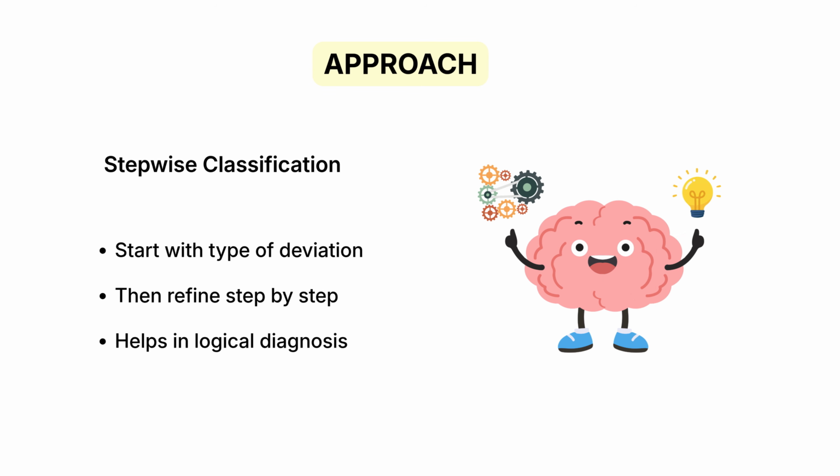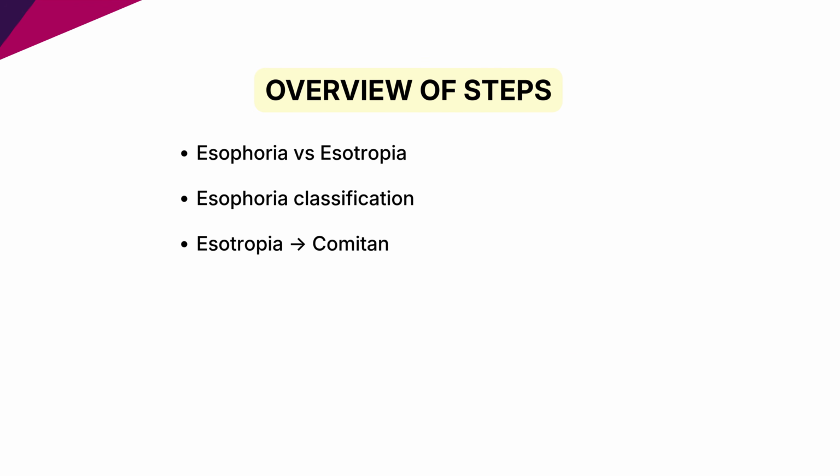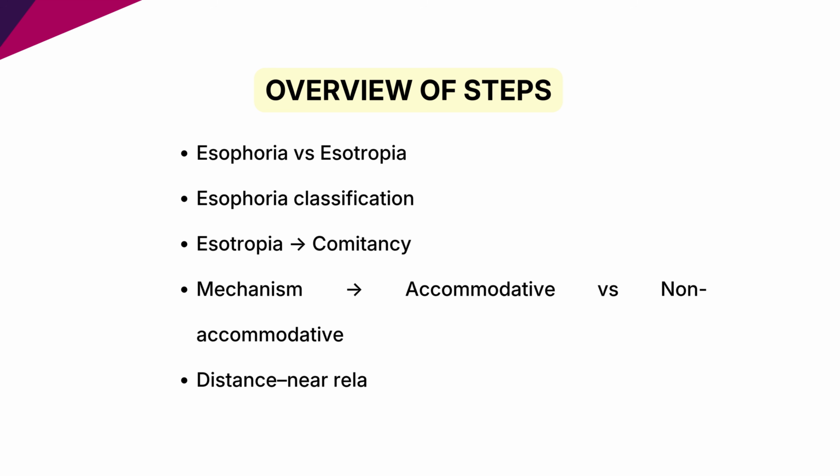In this lecture, classification will be built step by step so that each patient can be placed logically into a category. First of all, we will classify esodiviations into esophoria and esotropia. Then we'll discuss some of the categories of esophoria. Then finally, we'll classify esotropia based on its comitancy. After that, based on the mechanism behind the esotropia, we will classify it into accommodative and non-accommodative, followed by distance and near relationships, and finally the onset of esotropia and some special types of esotropia.